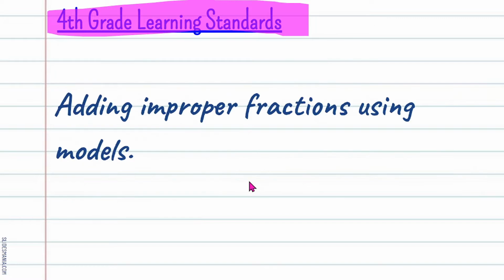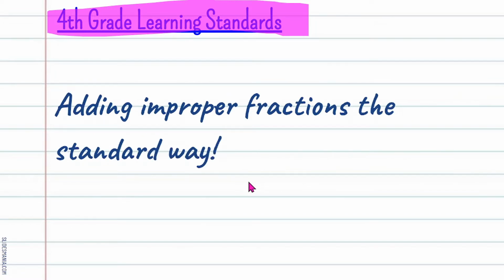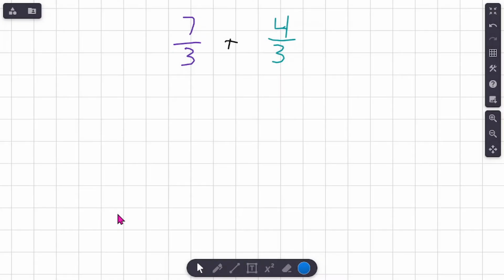Alright, today, like I said, we are going to be adding improper fractions using the standard way. This will be the teaching video. Alright, got a couple problems for us. Let's get started.